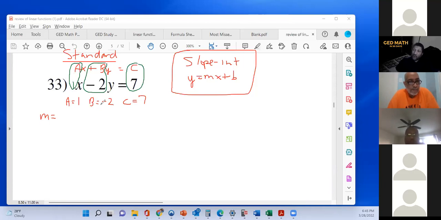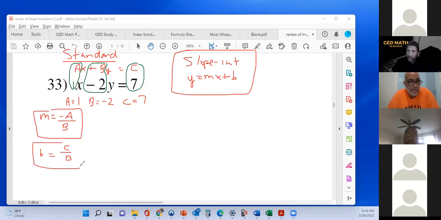How do I find the slope? What easy way did I show you how to find the slope if you're given an equation in standard form? Does anybody remember? Change the sign of A over B, and the y-intercept is C over B. Correct. So to find the slope, you change the sign of A and put it over B.